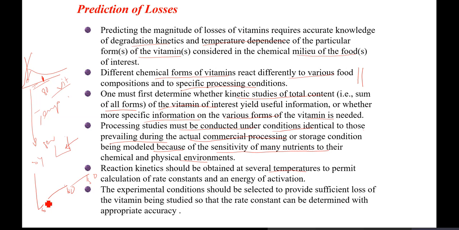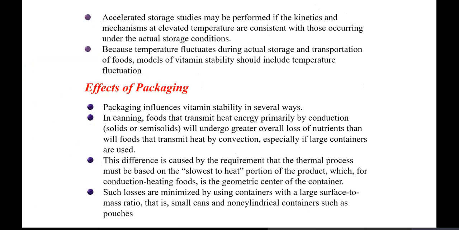So it should be done at several temperatures, like 10, 20, so that one should be able to identify the degradation actually taking place. It should be like time also and temperature also. So it should be obtained at several temperatures and several times, to permit the calculation of rate constant and activation energy. So you get a very good graph and no point is missed in between. The experimental conditions should be selected to provide sufficient loss of the vitamin being studied, so that the rate constant can be determined with appropriate accuracy.